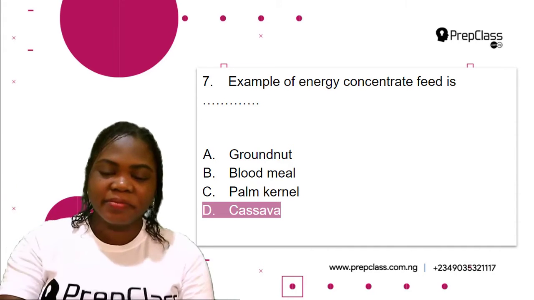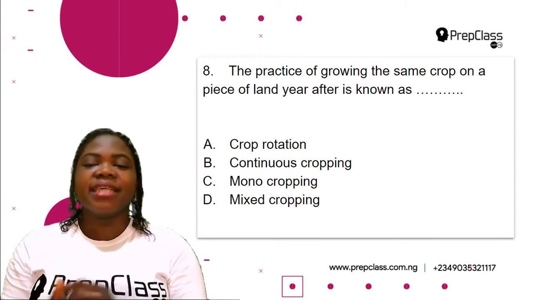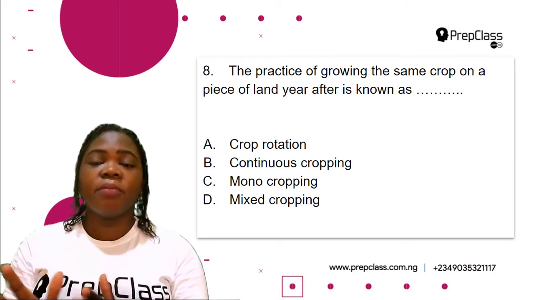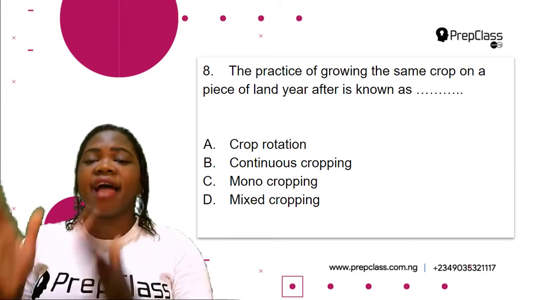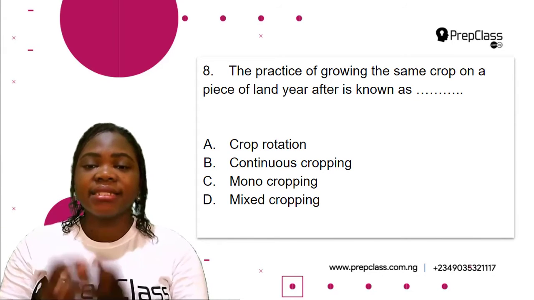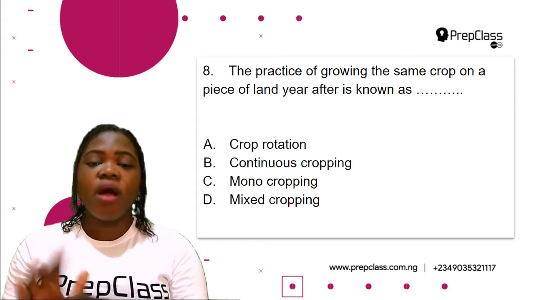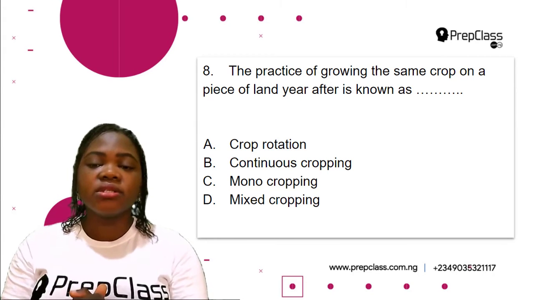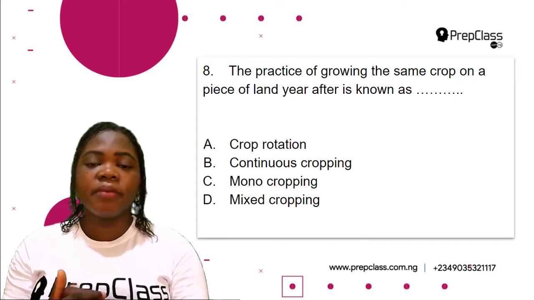D, check. Question 8. The practice of growing the same crop on a piece of land year after year is known as dash. A. Crop rotation. B. Continuous cropping. C. Monocropping. D.